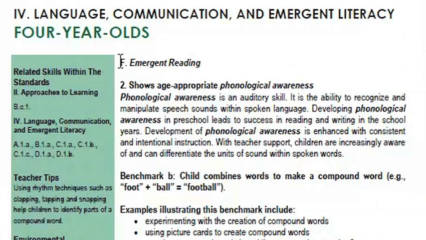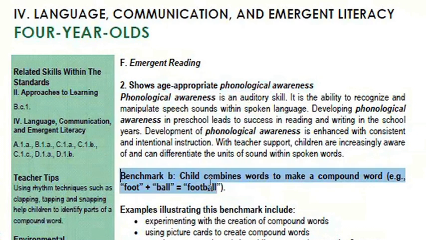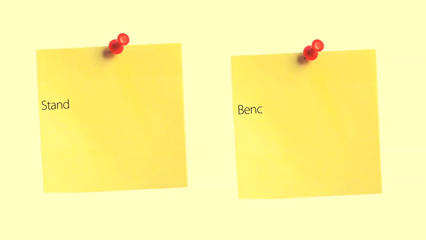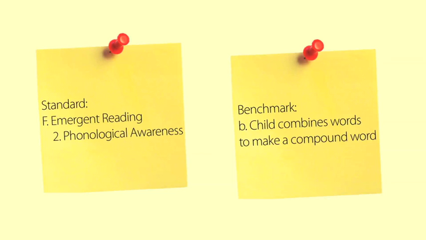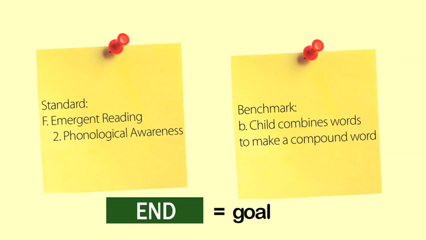If I look at the standards book, this skill is under the Emergent Reading Standards: shows appropriate phonological awareness. Benchmark B: child combines words to make a compound word. I'm going to write that on my sticky note. These two sticky notes show the end in mind I was talking about. The standard and the benchmark I selected are what children will accomplish at the end of the activity.